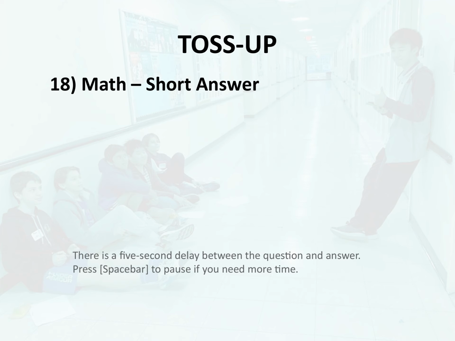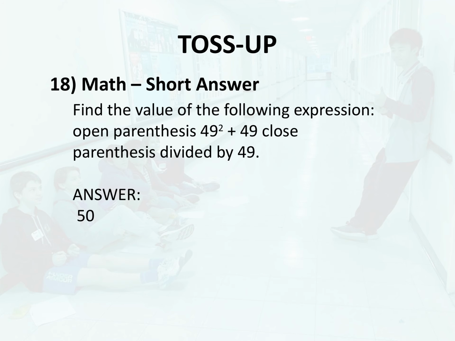Toss-up 18. Math, short answer. Find the value of the following expression: open parenthesis 49 squared plus 49 close parenthesis divided by 49. Answer, 50.